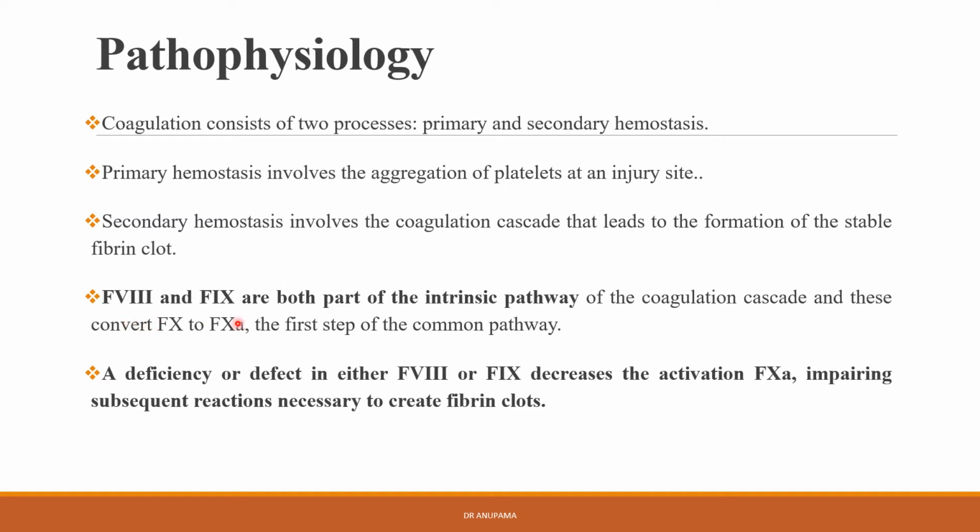Factor 8 and factor 9 are both part of the intrinsic pathway of the coagulation cascade, and these factors convert factor 10 into factor 10A, which is the starting step for the common pathway. A deficiency or defect in factor 8 or factor 9 decreases the activation of factor 10, so factor 10A formation is impaired, and subsequent reactions necessary to create a fibrin clot are affected.